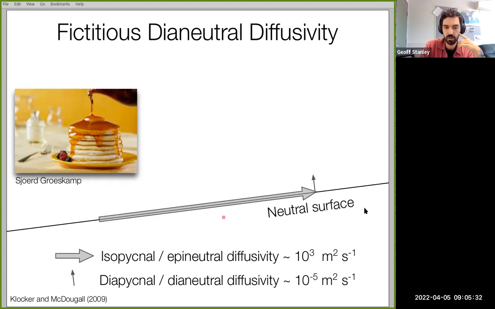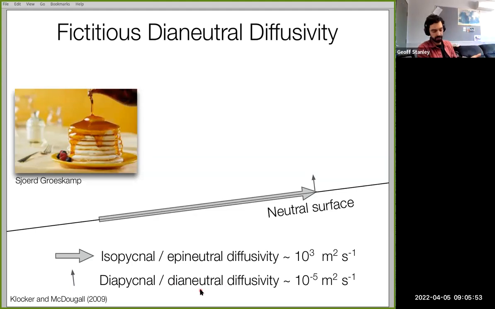You have a very strong amount of stirring or mixing along the neutral directions. We call this isopycnal or epineutral. When you're talking about along a neutral surface, it's epineutral diffusion. And you have a very, very weak, like 100 million times weaker diffusion across those neutral directions. So that's a dianeutral diffusivity.